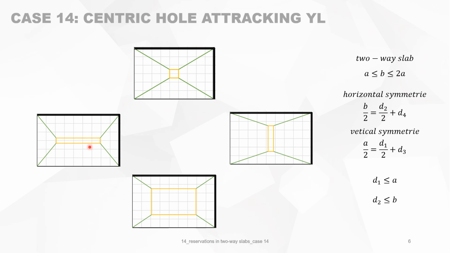There are different types of centric holes. It can be a square or a rectangle, or like this or like that. So those are the typical case 14 holes.